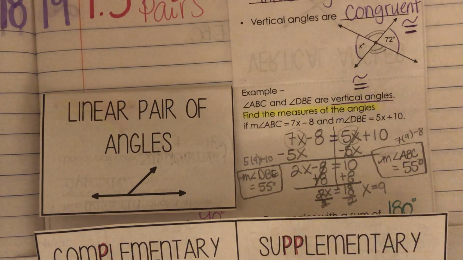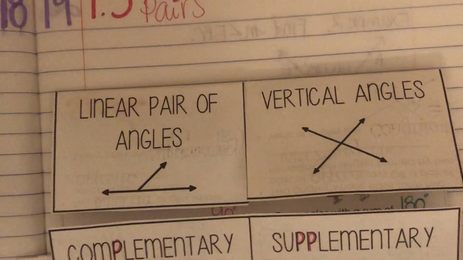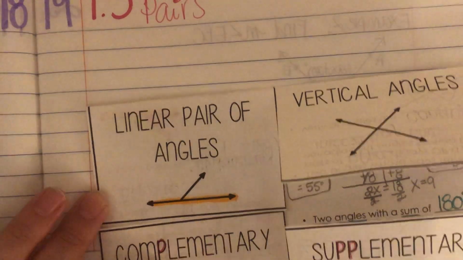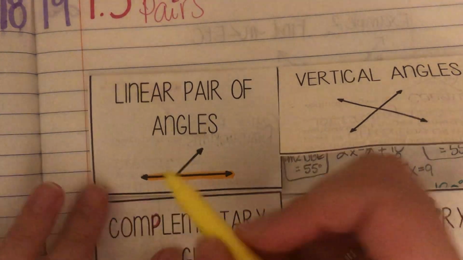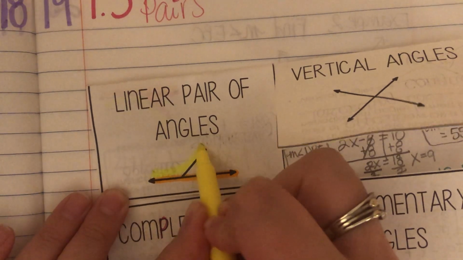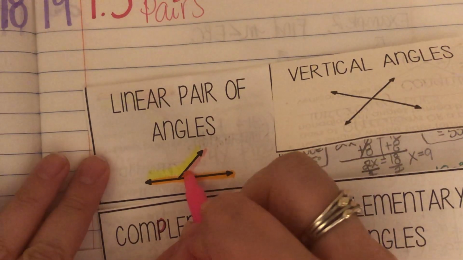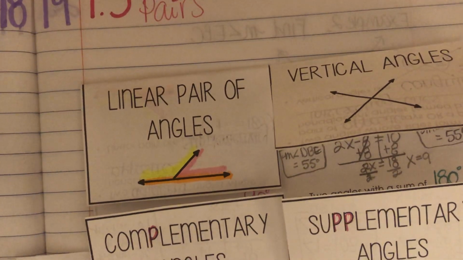Okay? All right, so how can I tell the difference between these two? I'm going to see a line for a linear pair. I'm going to see one angle, and I'm going to see a second angle. They're going to share that piece in the middle.